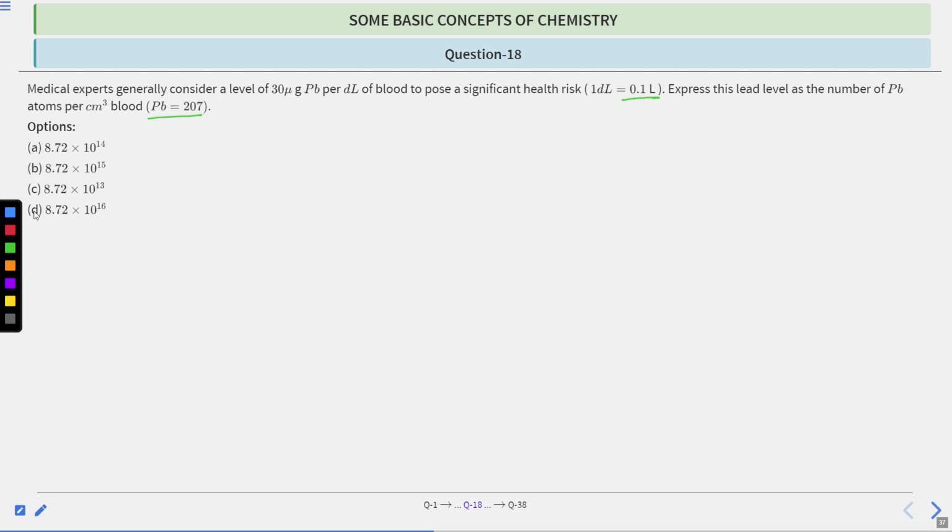So options are listed here: 8.72 into 10 to the power 14, 8.72 into 10 to the power 15, 8.72 into 10 to the power 13, 8.72 into 10 to the power 16. You have 10 seconds to solve this question by yourself. After that, we will solve this question.